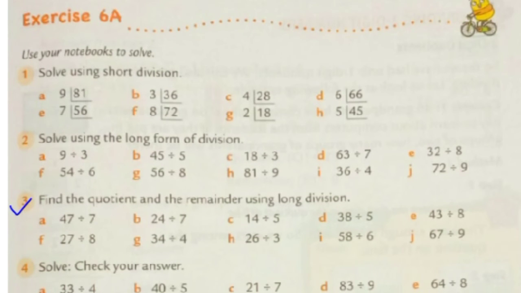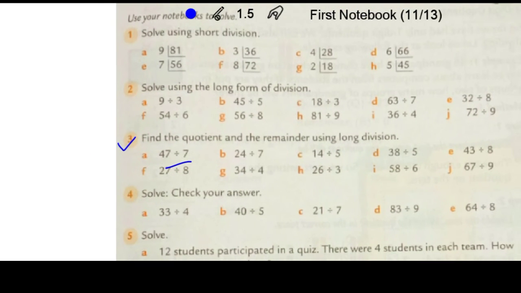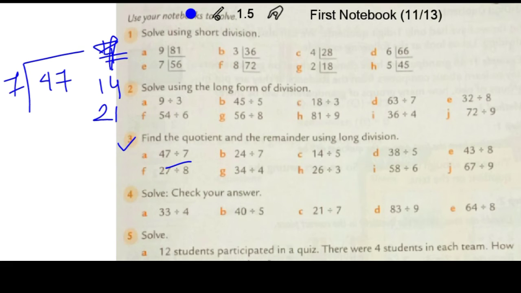Now we will see our question number 3. Find the quotient and the remainder using long division. Let's solve this. 47 divided by 7. Okay, now let's read out the table. Let's start. 7 ones are 7, 7 twos are 14, 7 threes are 21, 7 fours are 28, 7 fives are 35, 7 sixes are 42, 7 sevens are 49.